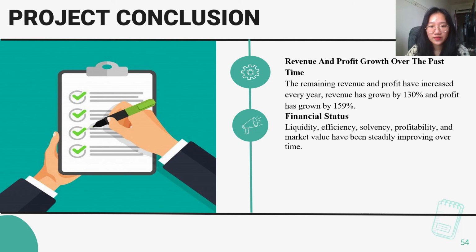So through the above analysis, the financials of GDT may show some changes, but there are no abnormalities in the entity's financial status. And the ratios of liquidity, efficiency, solvency, profitability, and market value have steadily improved over time and are significantly greater than one of its main competitors in the business.